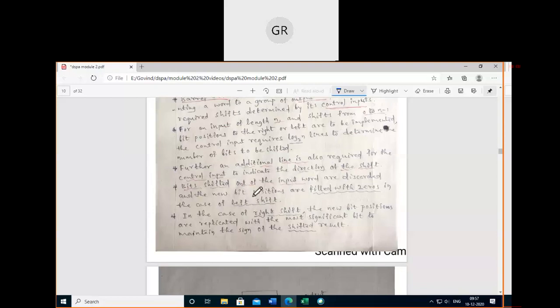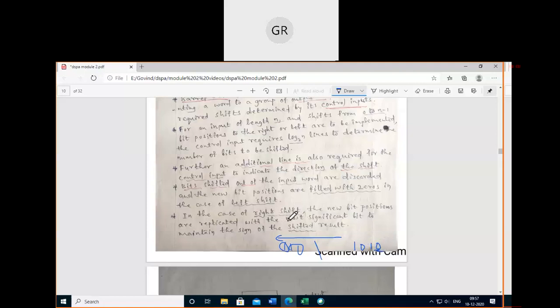Bits shifted out of the input word are discarded and the new bit positions are filled with zeros in the case of left shift. When we shift the values to the left side, for example 1 1 0 1, shifting left means it becomes 1 0 1. Here this value is shifted out of the box. Then this bit position is empty, and it is filled by zeros.